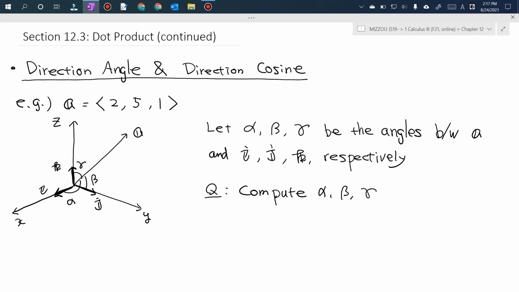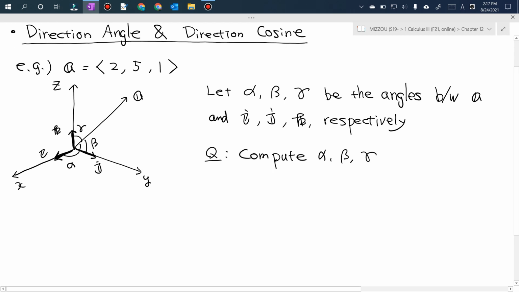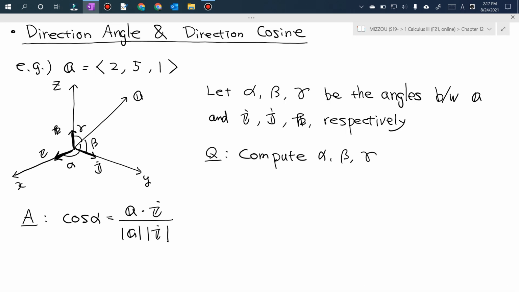That's one of the things we did in the last video. So here's the answer. Alpha is the angle between the vector A and the vector i. So by using the formula from the previous video, cosine of alpha is A dot i divided by the magnitude of A times the magnitude of i. That's the general formula for the cosine of the angle between two vectors. Now what's this in this case?